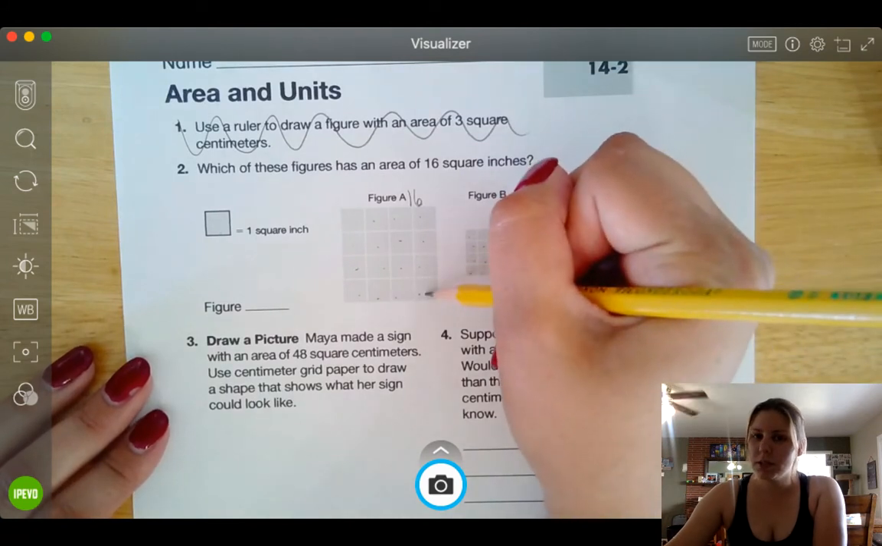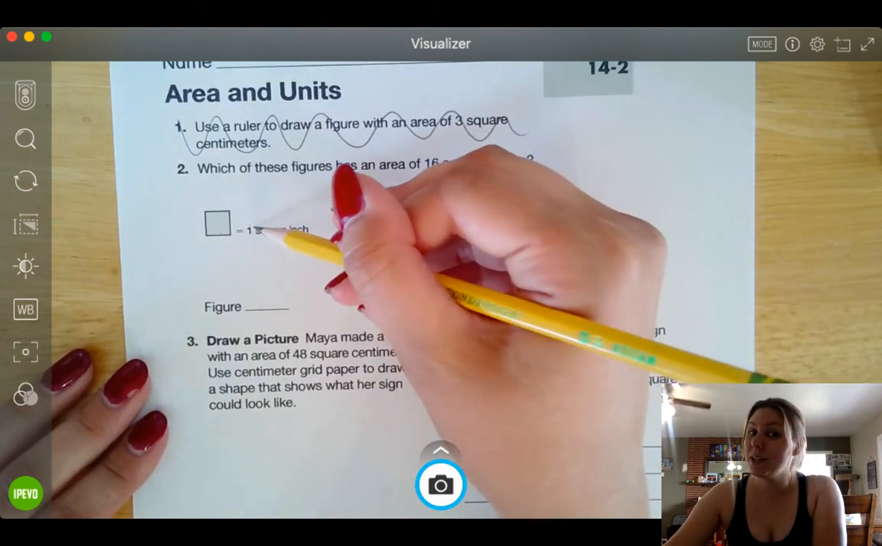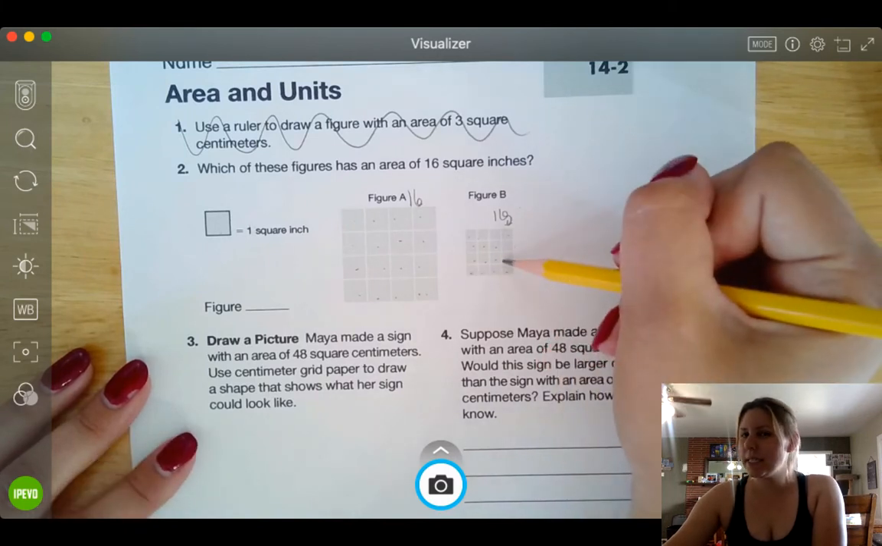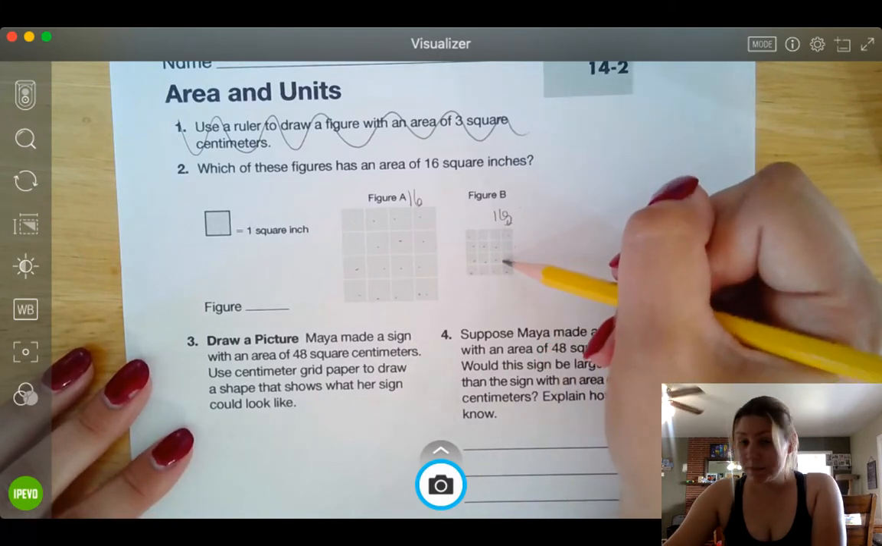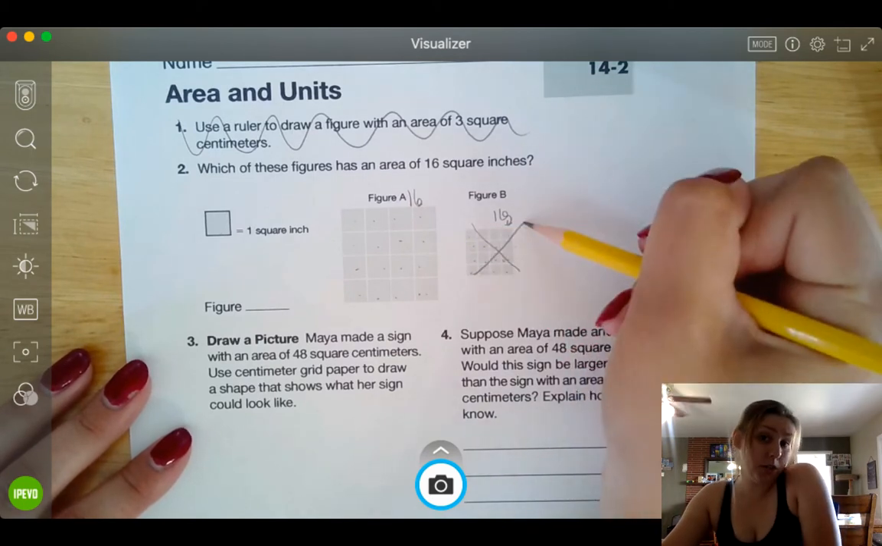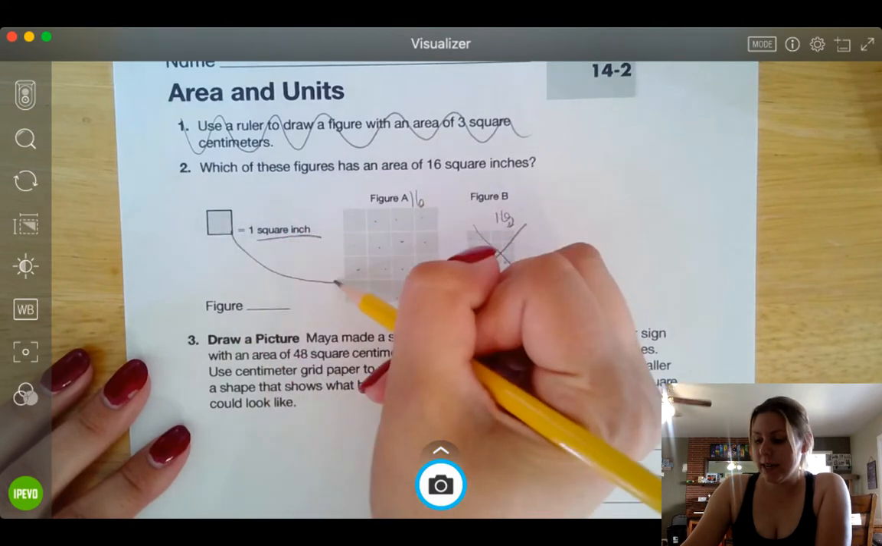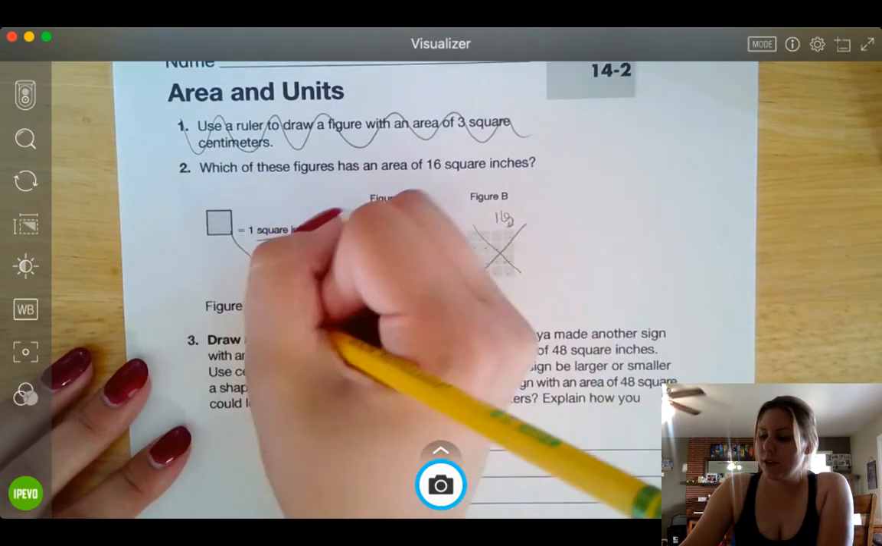This one, the squares are the same size as our square inch. These are much smaller. So is this area 16 square inches? Nope. 16 square units, but it's not square inches. This is the same size as one of these. So it would be figure 8.